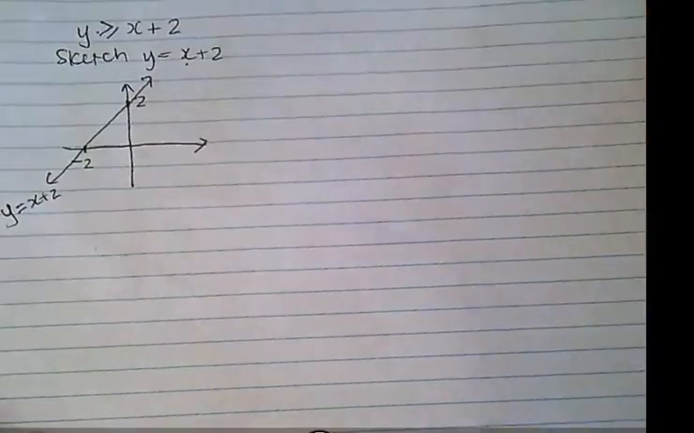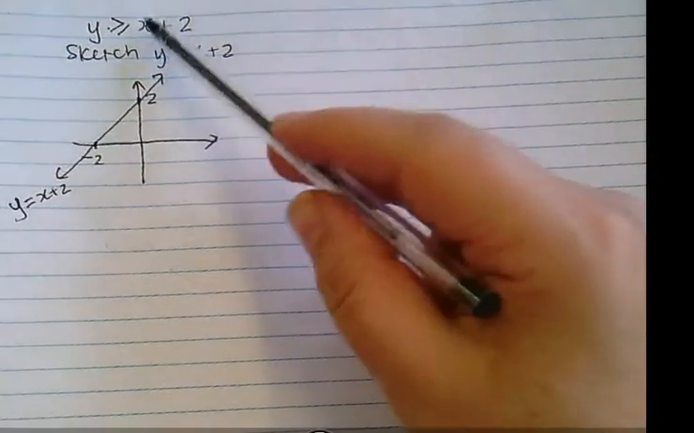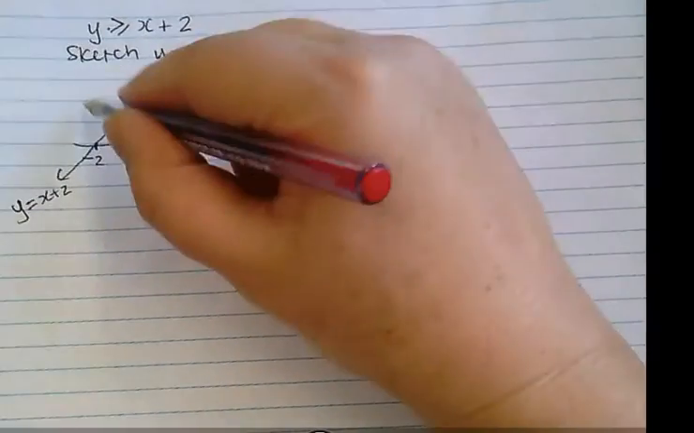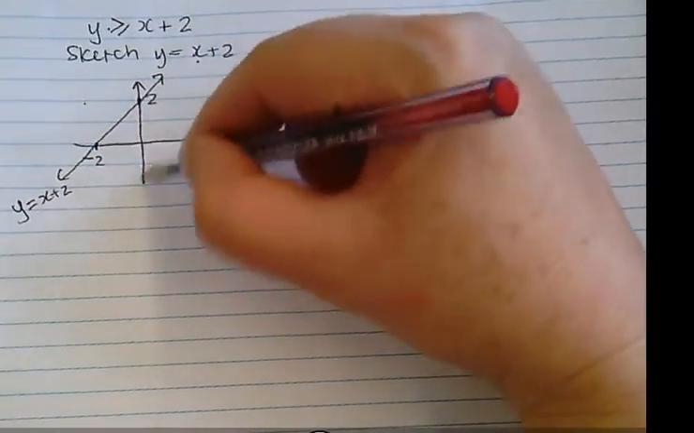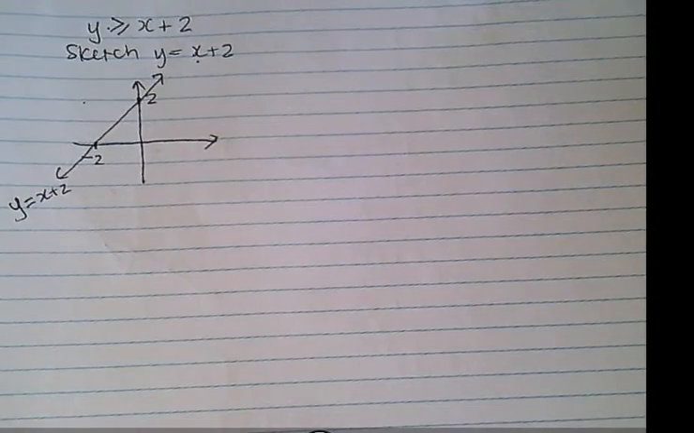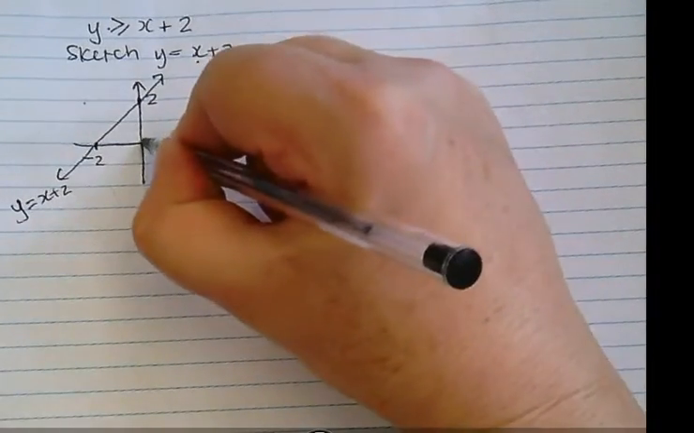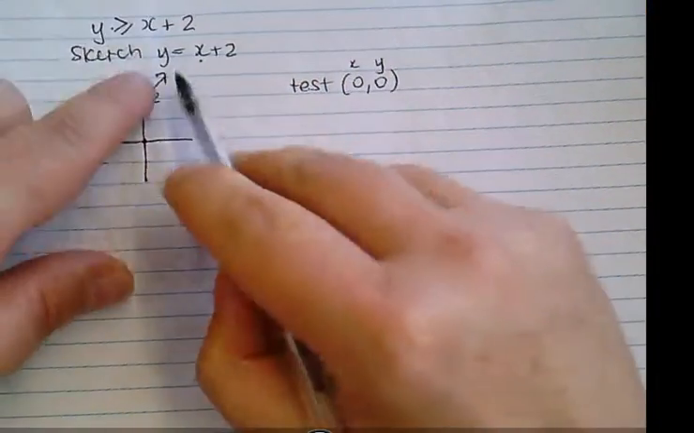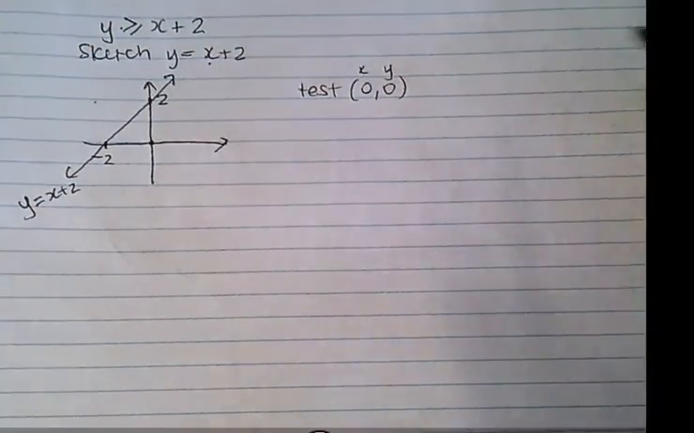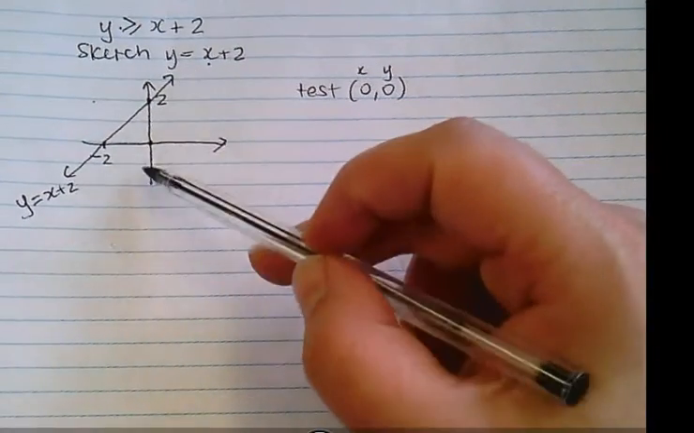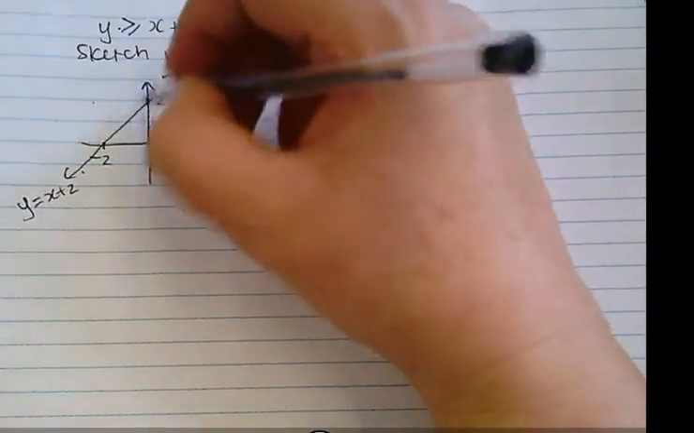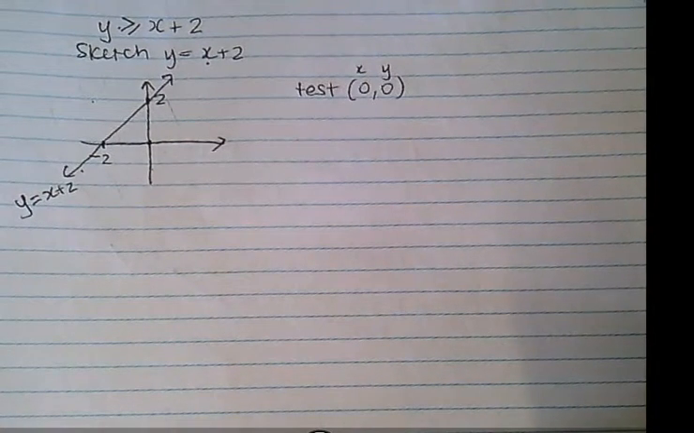Okay, now we have to decide where we are going to shade. This is the line y equals x plus 2. It's solid because it's greater than or equal to. So now I test a point on either side of the line to see whether I shade up here or down there. An easy point to test is (0, 0). So I'm going to test x is 0, y is 0, and put it into the inequality, not into the equation of the line. It doesn't lie on the line.